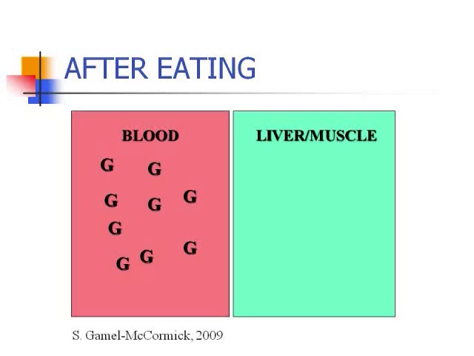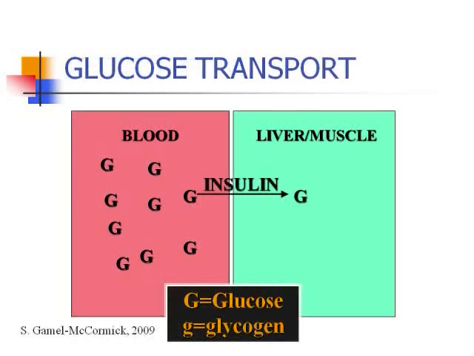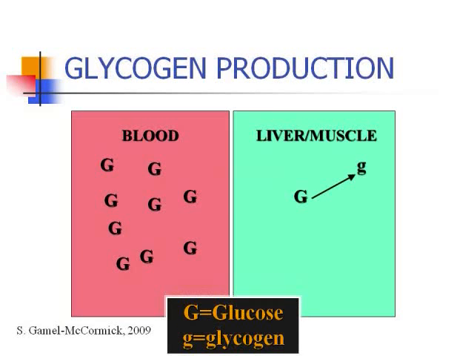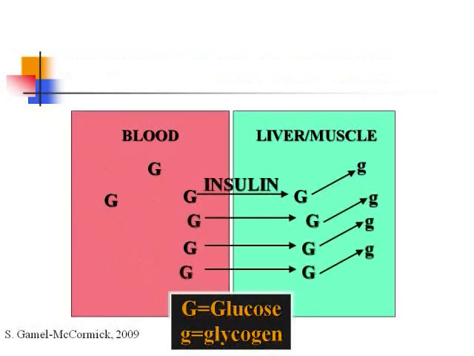After eating, blood glucose rises. The pancreas makes insulin, which transports the glucose from the bloodstream into the liver and muscle cells and any other tissues where it's needed. This glucose is then stored as glycogen in the muscles and the liver.